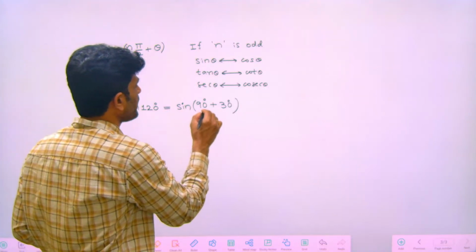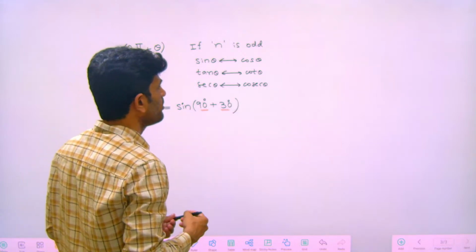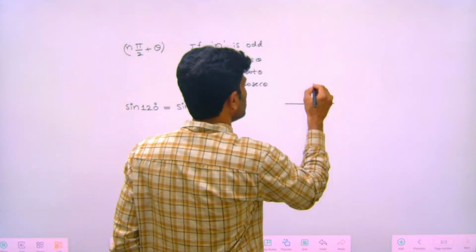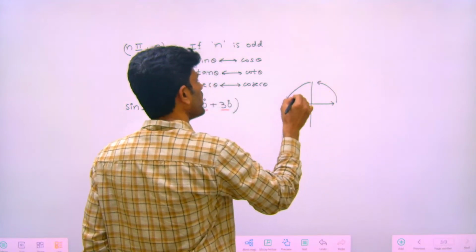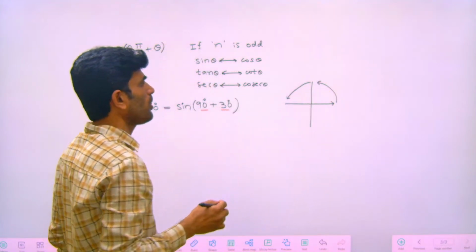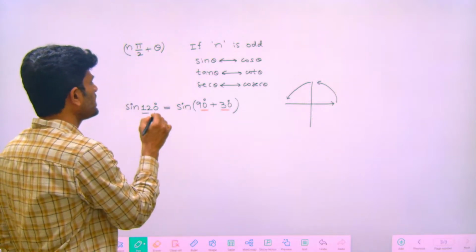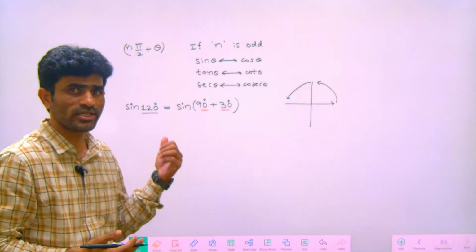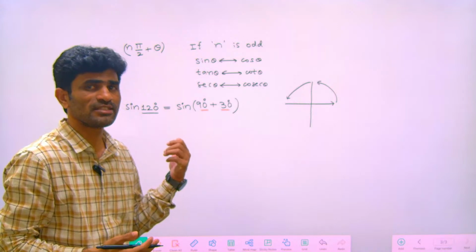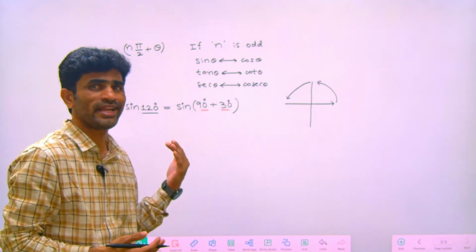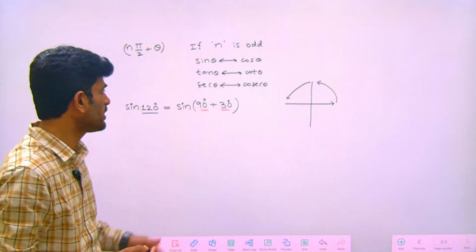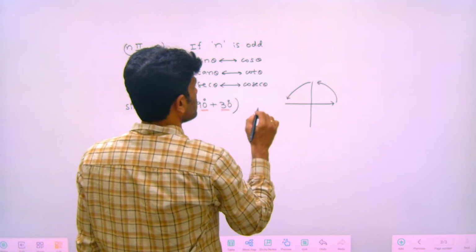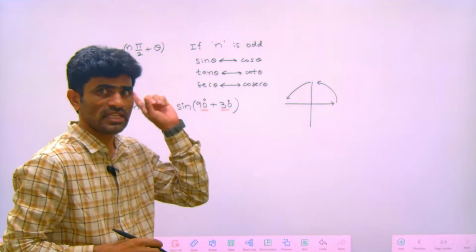Now, do you remember how we have drawn quadrants? This is 0 to 90. This is 90 to 180. So 120 is in which quadrant? When it is 120 degrees, it is between 90 and 180. In which quadrant does it lie? Second quadrant. Then you have to go for all silver teacups.